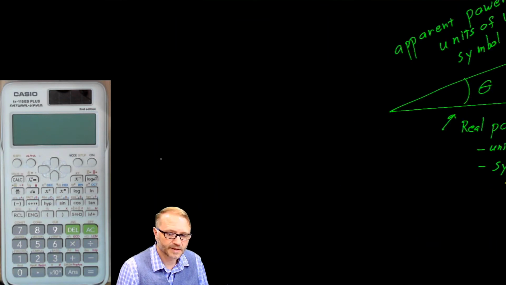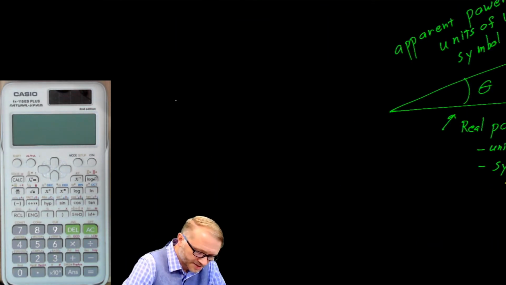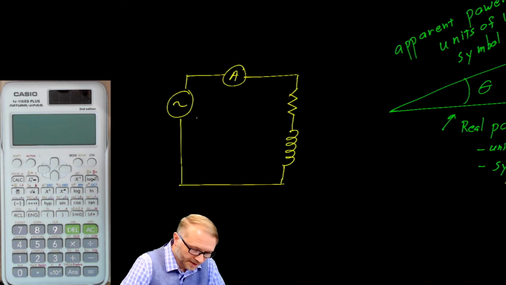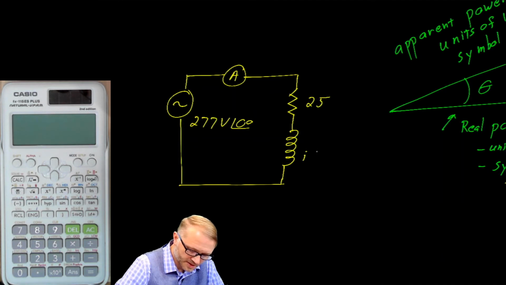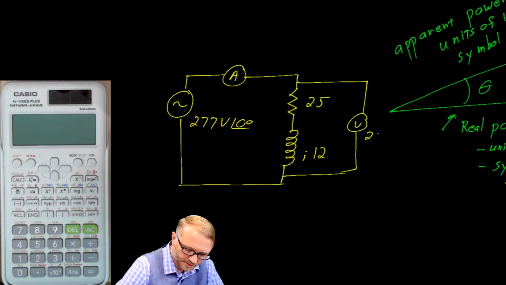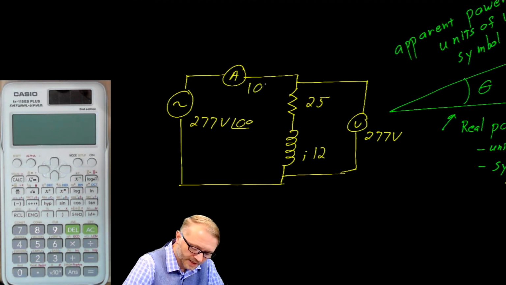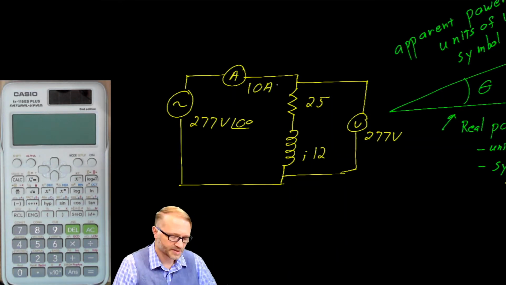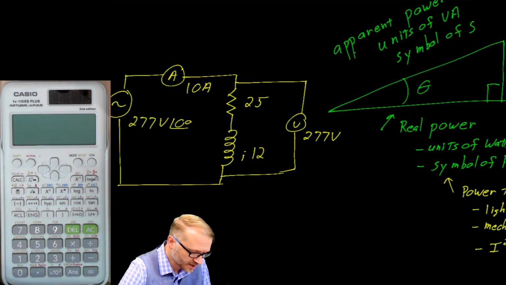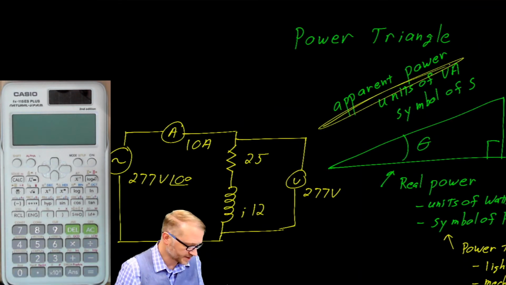Apparent power takes a little bit more work to define. We need a circuit to explore what it means. Let the source be 277 volts at a phase angle of 0 degrees. Let this be 25 j12. We'll put a meter here, but we already know what that's going to read. Of course, it'll read 277 volts. And our current meter will read 10 amps. Again, this is just an example, and we're going to use it to explore what we mean by apparent power.